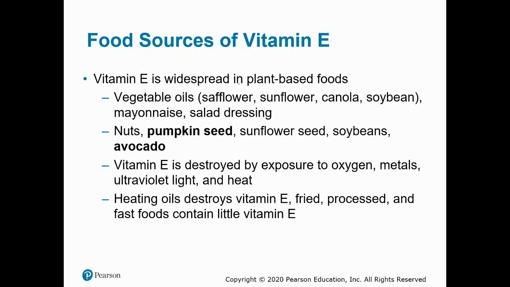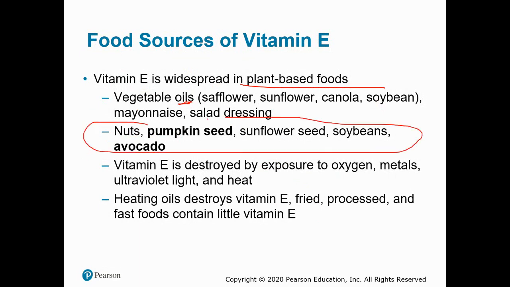Food sources of vitamin E are pretty widespread in plant foods. Again, you're going to want to look for fat-containing foods. Your food sources are listed right here. Many nuts, especially pumpkin seeds. Well, these are seeds, but pumpkin seeds and sunflower seeds, those are the two I think of. Soybeans are also a source, and avocado is also a good source of vitamin E.